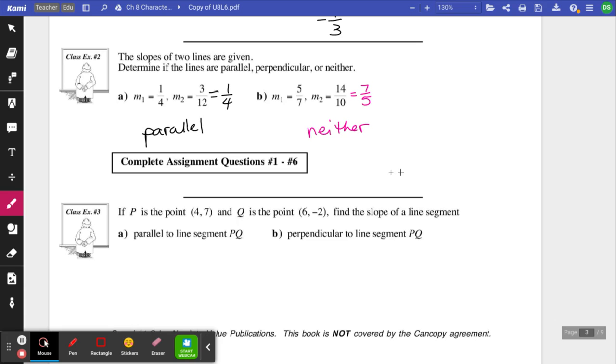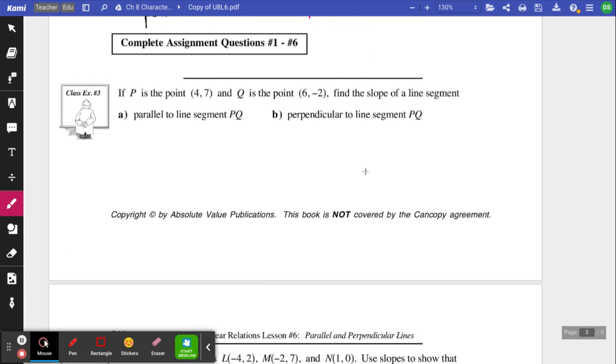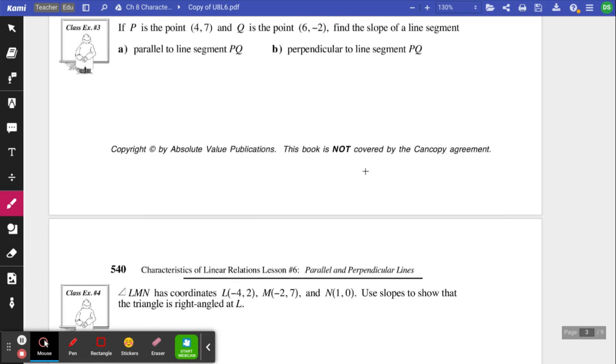All right, let's do class example number 3. So just kind of proving to you how that looks like that when you do that. Okay, if P is the point (4, 7) and Q is the point (6, -2), find the slope of the line segment that is parallel to PQ. Parallel, what does that mean? Same slope. Do you know what the key to this is? Find the slope over and over and over again. So let's find the slope of PQ. As soon as I see parallel, I'm thinking slope.